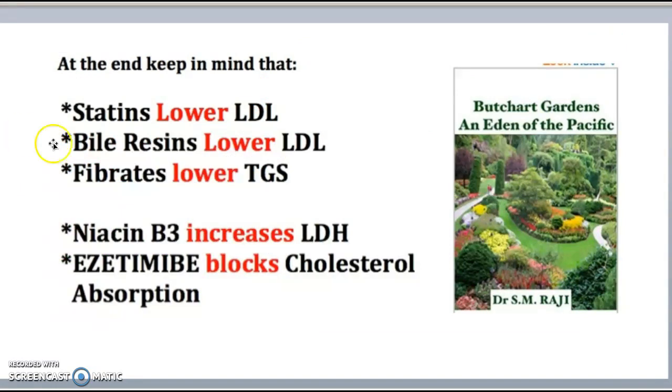Statins lower LDL, bile resins lower LDL, and fibrates lower TGs. Now, niacin B3 increases HDL, and ezetimibe blocks cholesterol absorption. So that's really the key factors you need to remember after this video. Just keep that in mind, and I'm sure you'll be set to understand this concept.